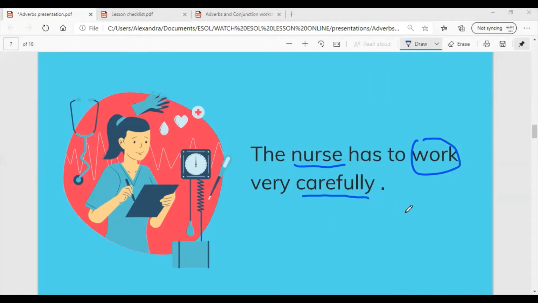So with her having worked very carefully, we know that carefully is describing this verb, and this special ly on the end also tells us that it is the adverb.